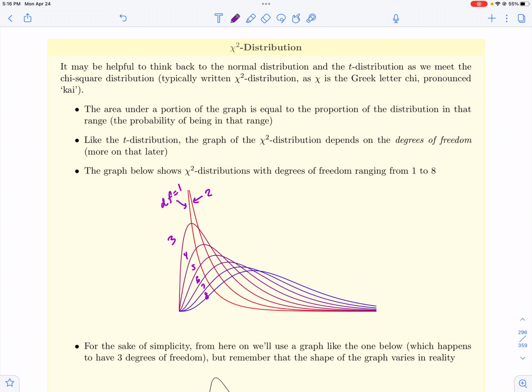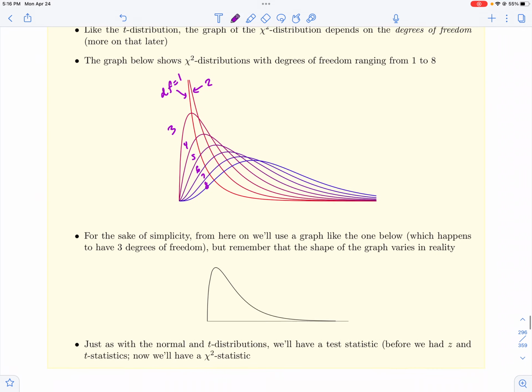Notice it does get kind of flatter as it goes along, but the majority of the data is always going to live to the left-hand side, and the smaller amount of data is always going to live to the right-hand side. And even if our degrees of freedom get bigger and bigger, it'll never quite get to be a normal curve or anything like that.